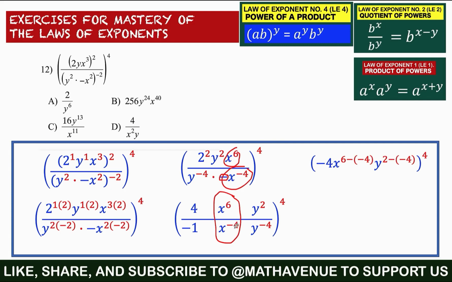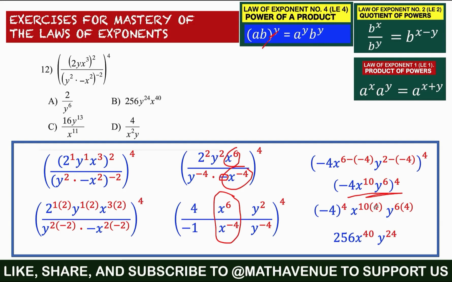6 minus negative 4 becomes 10. 2 minus negative 4 becomes 6. And then copy the exponent 4. This is law of exponent number 4, this part here. You have a product. All these 3 factors should be raised to the 4th, like this. Then 4 raised to the negative 4 multiplied 4 times is equal to positive 256. 10 times 4 is 40, 6 times 4 is 24. And so our answer is letter B.